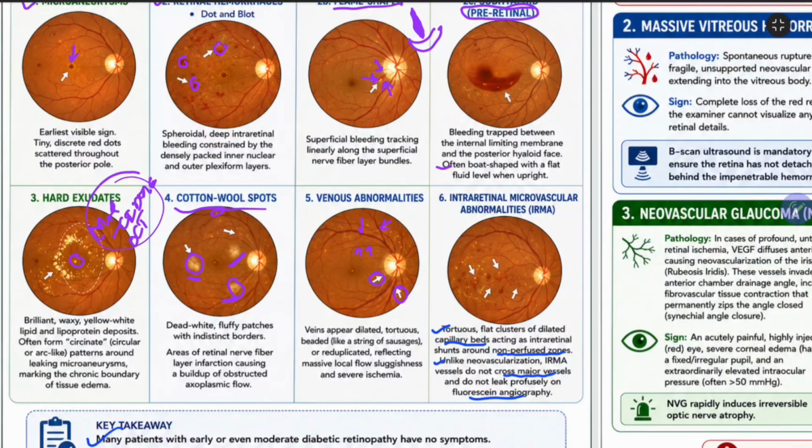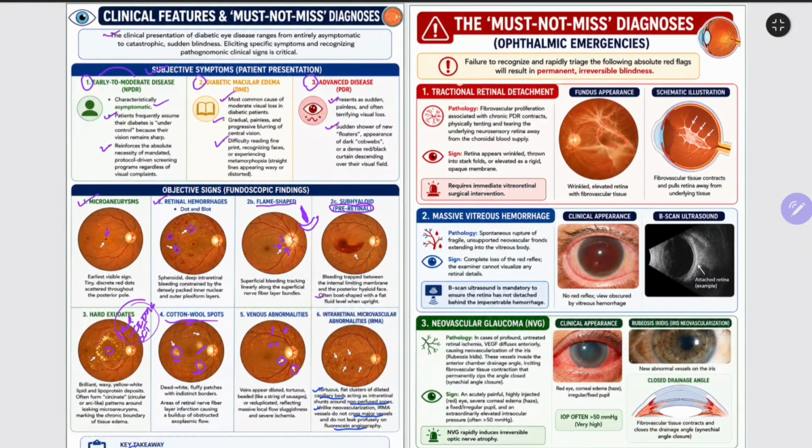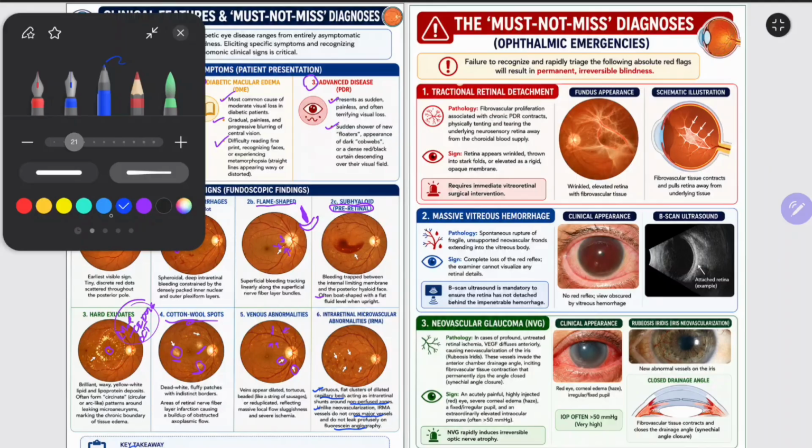Many patients with early or even moderate diabetic retinopathy have no symptoms. So routine screening is the only way to detect disease early and prevent irreversible vision loss. As for symptoms, the patient may be asymptomatic, or may have blurring of vision, or floaters, or a curtain coming in front of their eyes. So these may be some of the symptoms, depending upon the severity and the type of diabetic eye disease they are having.